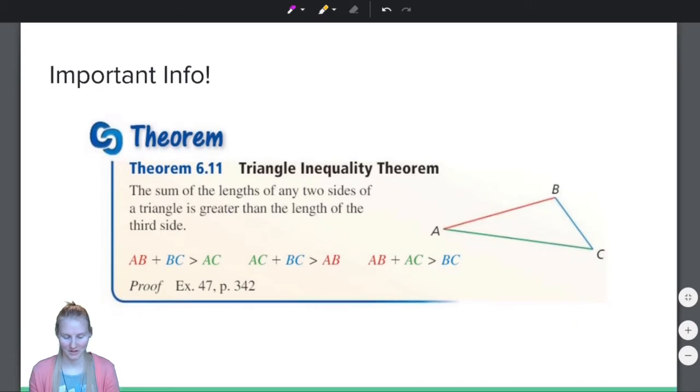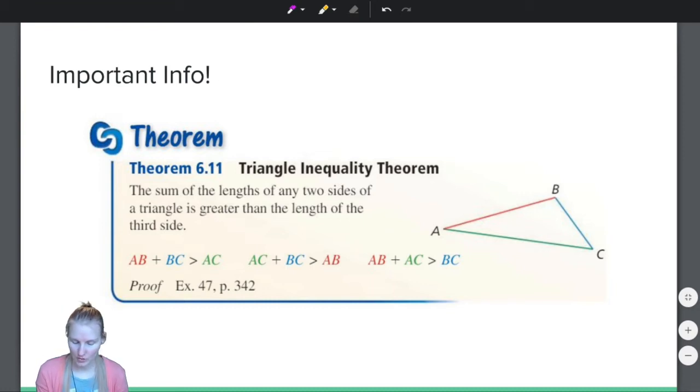So this is one of the more important things that we're going to talk about today. The other two theorems were a little bit intuitive. You could kind of guess them just by looking at a triangle. You could kind of guess that that was true, maybe. The Triangle Inequality Theorem, you could also do that, I suppose, but I think it's less intuitive.